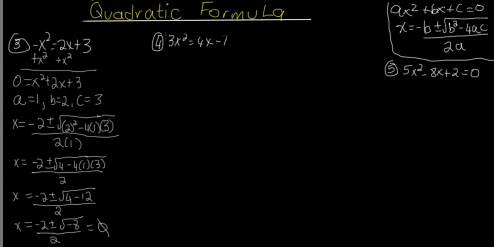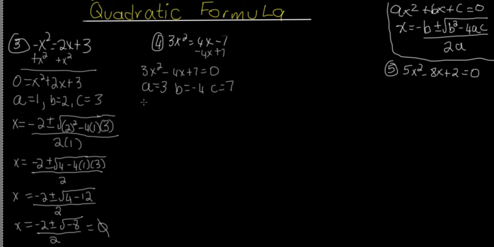Since my x squared here is positive, I'm going to move these two. So subtract 4x and add 7. You always do the opposite signs. And I'm going to do the same thing to this side. So I have 3x squared minus 4x plus 7 equals 0. So I'm ready to say A, B, and C. A is 3, B is -4, and C is 7.